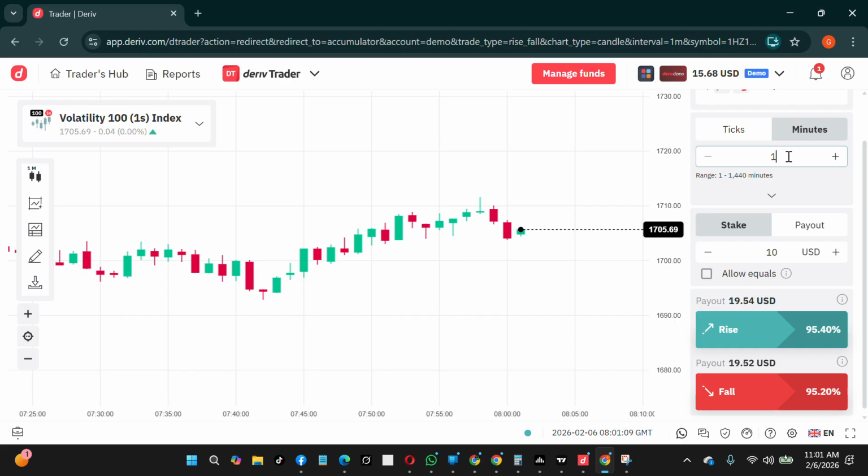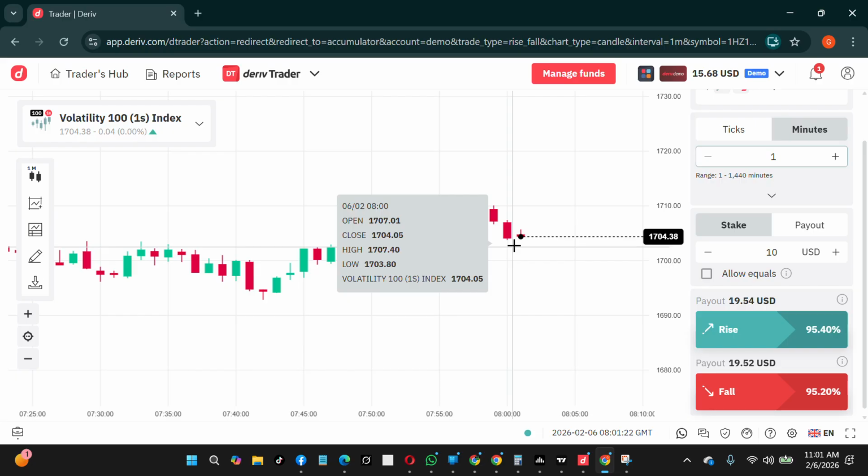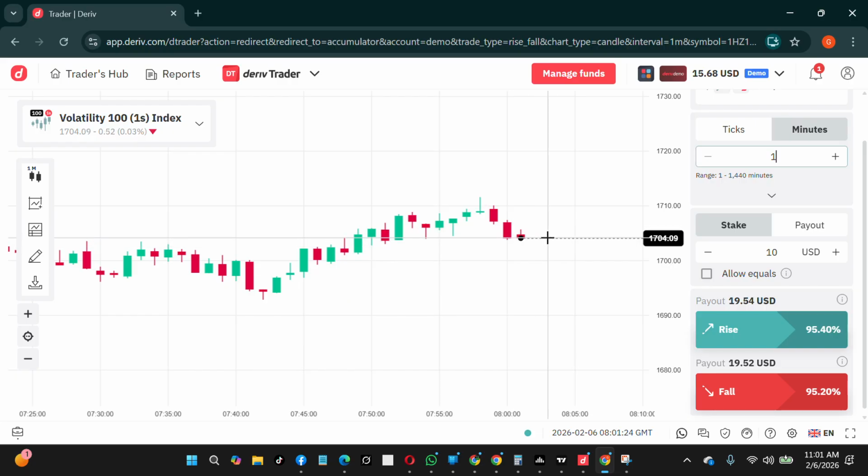After 1 minute, the market will go down. So you are predicting the next movement, or the next candlestick. It should close winning. If you're predicting rise, the current candlestick that you are predicting should close bullish in that 1 minute.